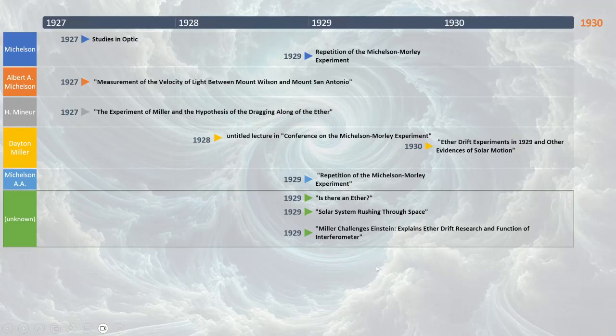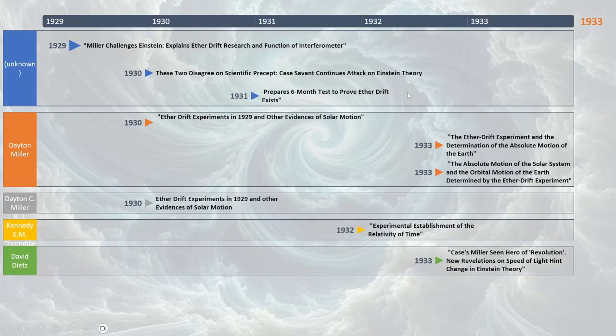But they did it again in 1929. Some other competitive papers were publicized in 29. Is there an ether? Solar system revolving through space. Things on Miller, and explains the ether drift and the function of the interferometer. And again, it goes through 1929, where people are publishing challenging papers. The two disagree on scientific precept. The Case event continues attack on Einstein theory. It started to demonize him in the news, you can see.